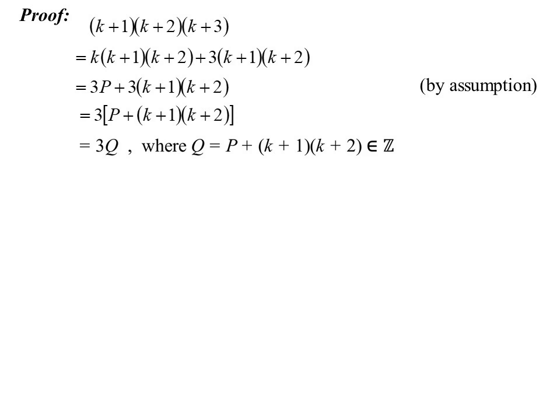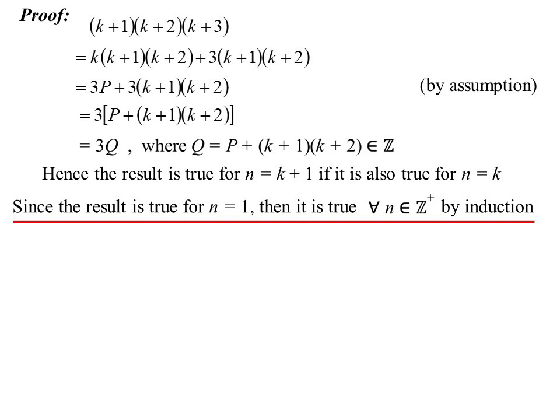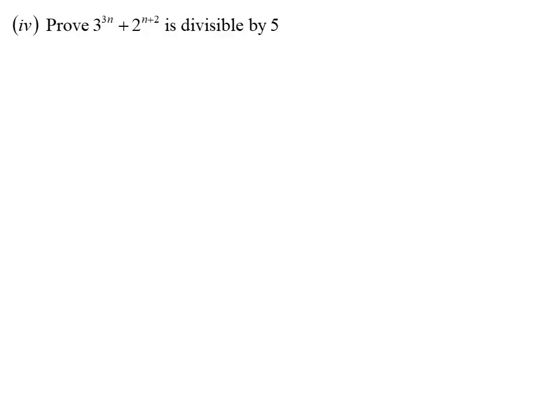So we have our proof. Concluded, remember it's only good if my assumption's good. So hence the result's true for n equals k plus 1 if it's also true for k. And then tie it all together. Well, hang on, we went and showed it was true for n equals 1. Therefore it's got to be true for 1 plus 1, which is 2, and 2 plus 1. And we can induce all of the integers by induction. Let's do another one. 3 to the power of 3n plus 2 to the power of n plus 2.